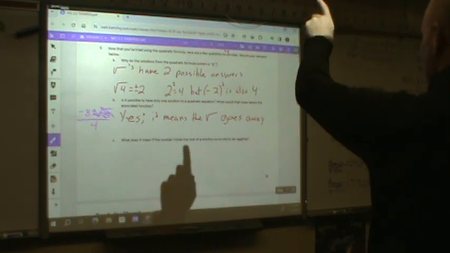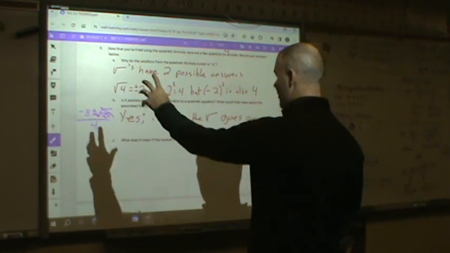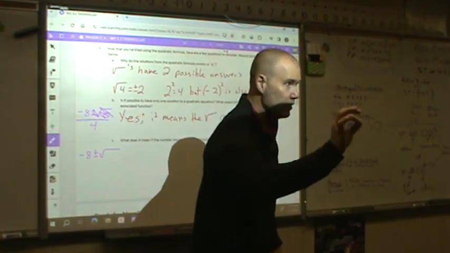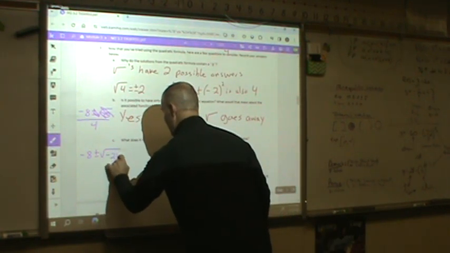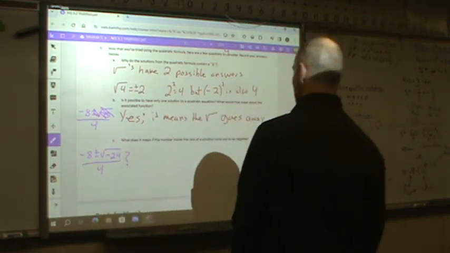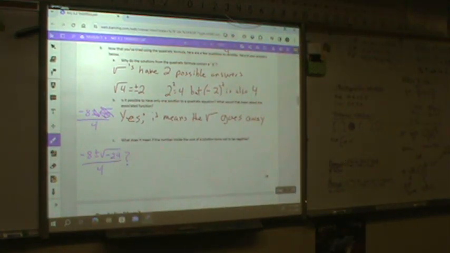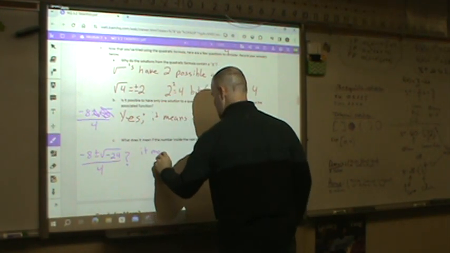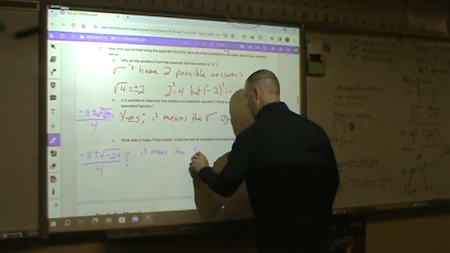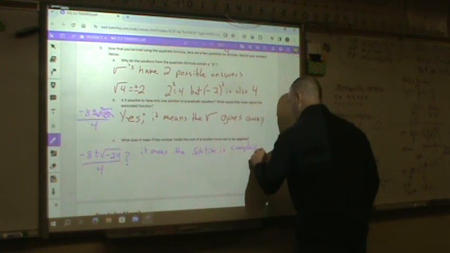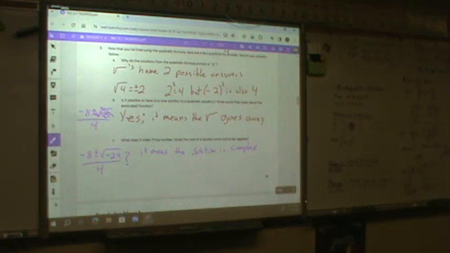What does it mean if the number inside the root turns out to be negative? I'm going to use the same scenario here, minus 8 plus or minus, and I'm going to go back to the 24, but I'm going to make it a negative 24 over 4. And we're going to question that, because that's what it's asking. What does it mean? It means the solution is complex. That's what it means. It doesn't mean there's no solution. It means the solution is complex.